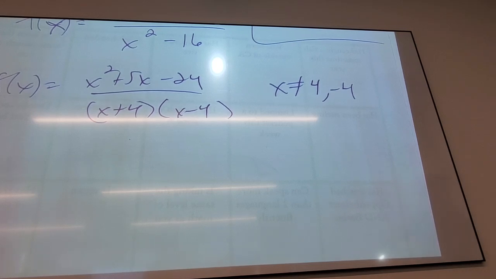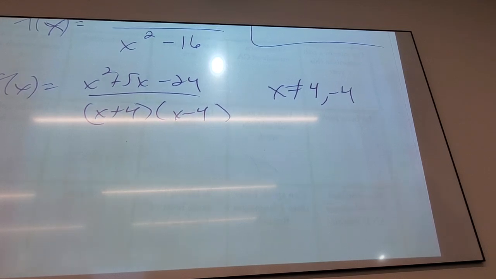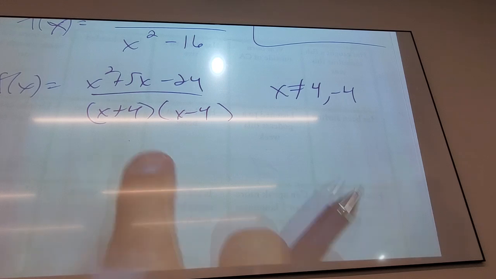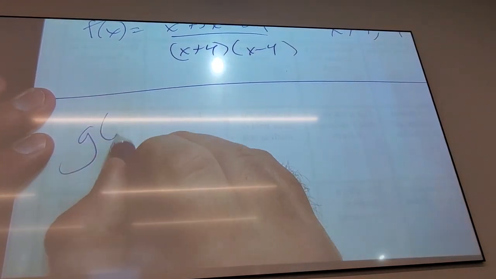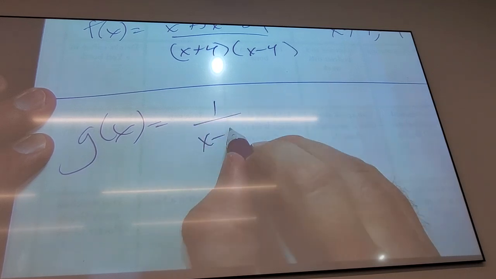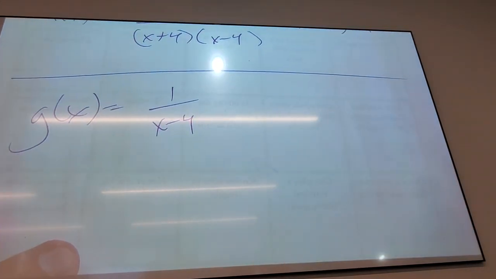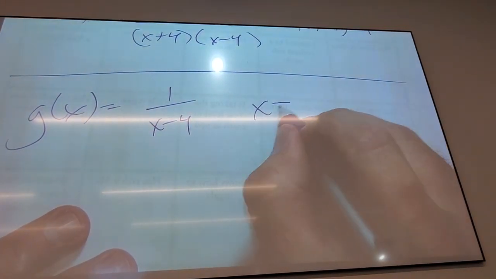Does that just mean I'm going to put an open circle there or something? What does it mean? So let me give us an easier one. Let's look at one of these situations. Let's look at this function instead. Okay, so where does this function have a problem? 4.